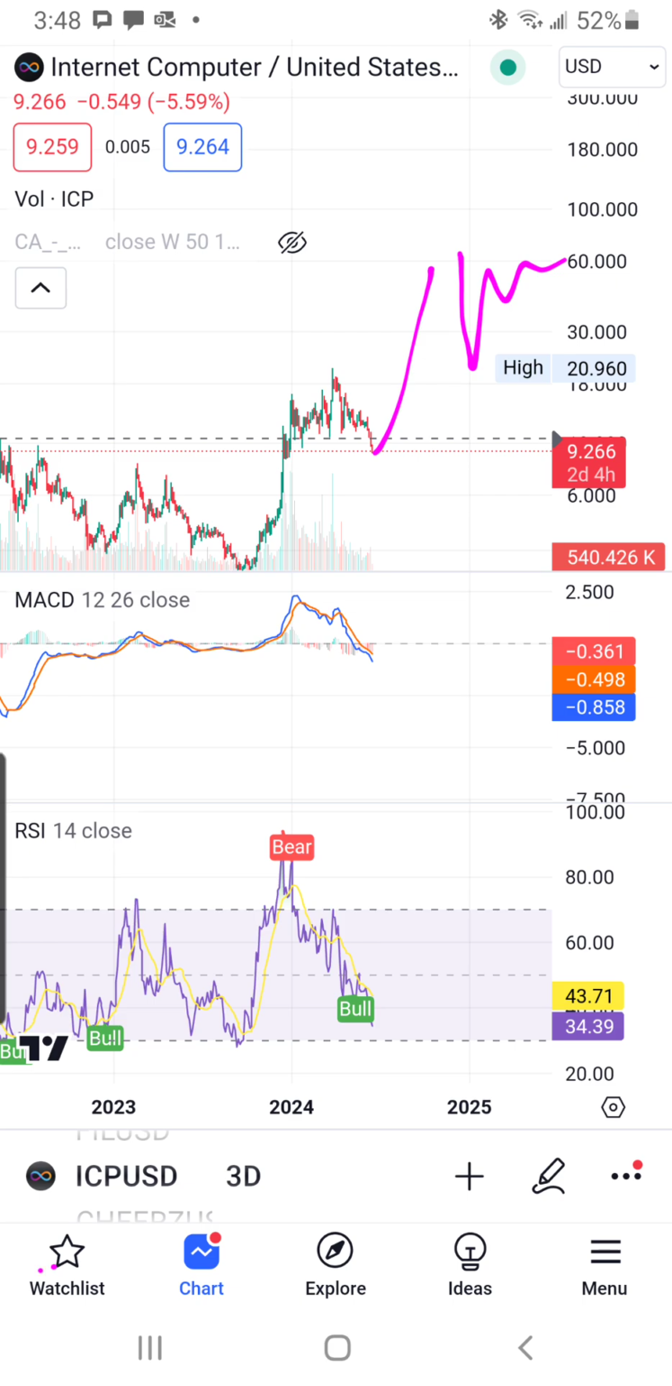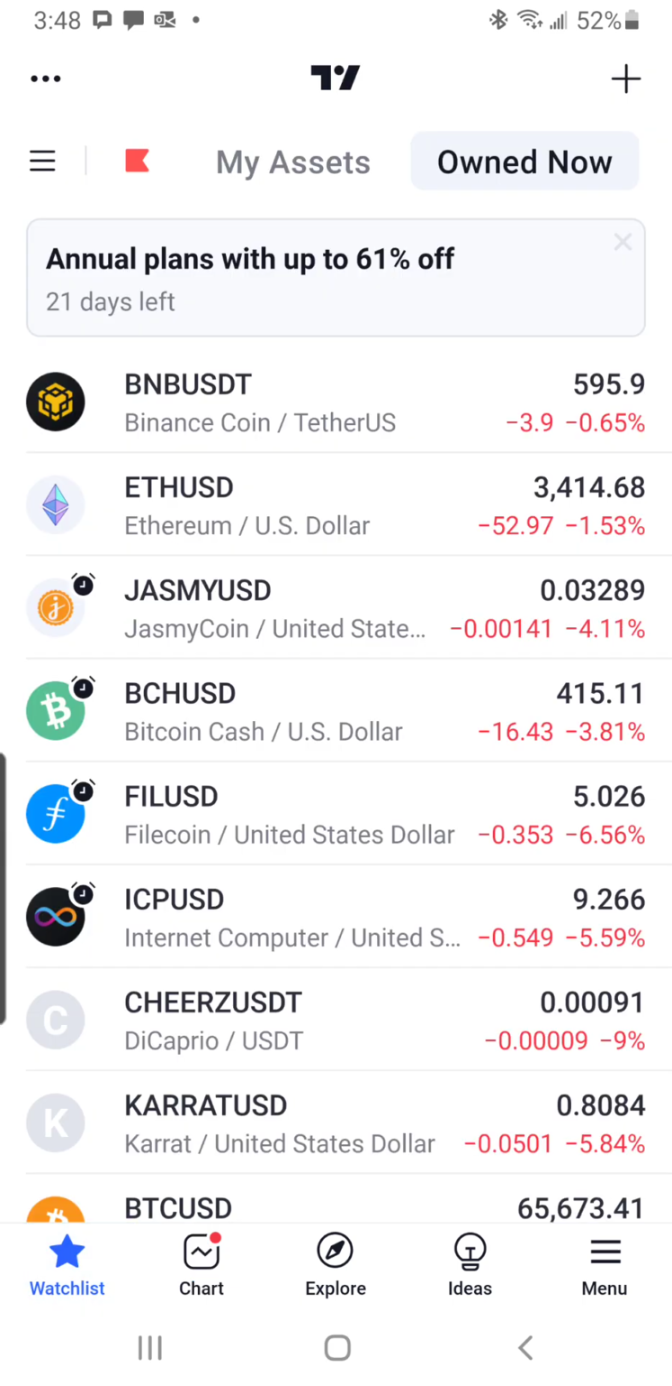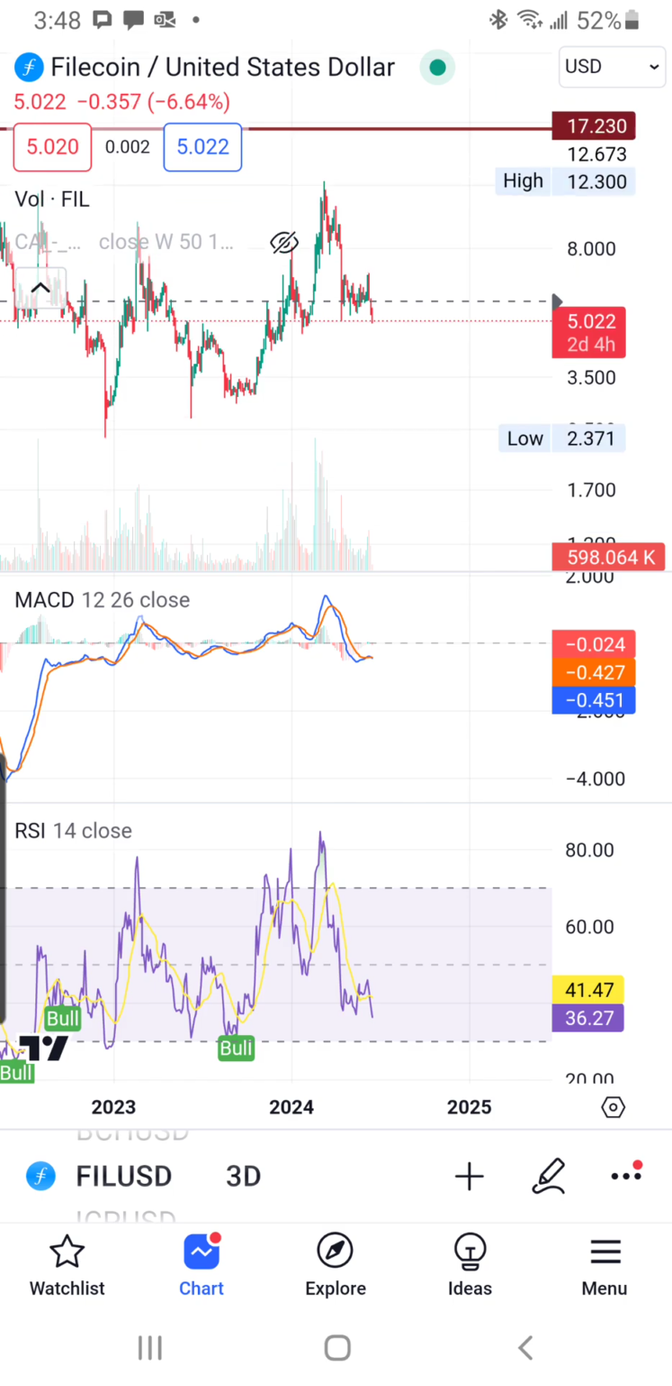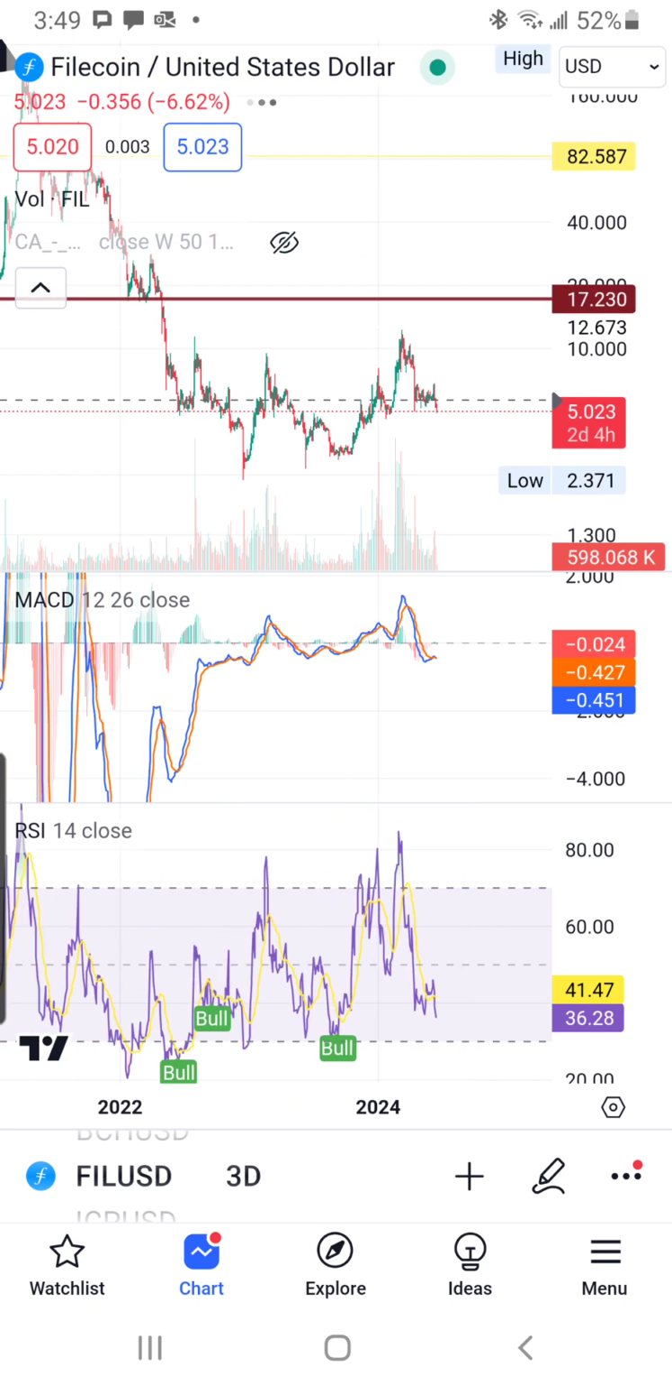Like BCH has already done. BCH is ahead, in other words, of ICP and Jasmy, is how I see it. And they're probably both going to go here at the same time, but they're just a phase behind. Now, Filecoin is a very obvious Wyckoff accumulation, similar to Bitcoin Cash.